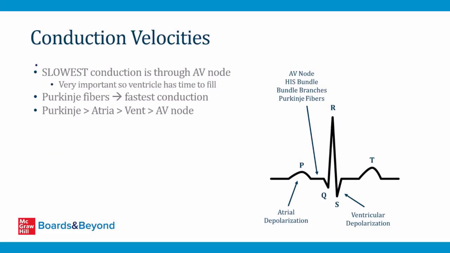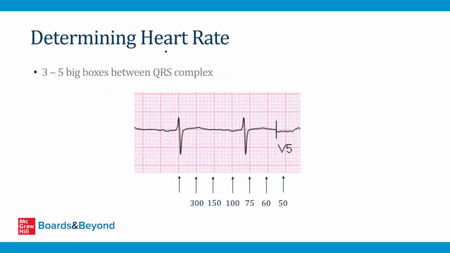Let's talk about conduction velocities, which means how fast electrical activity moves through the heart. It's super high yield to know that the slowest conduction velocity is through the AV node. This is an evolutionary thing. The AV node evolved to slow down the electrical activity to give time for the ventricles to fill with blood from the atria. If we didn't have our AV node, the ventricles would contract when they were only a quarter filled with blood, and that would be much less efficient than the heart that we have. The fastest conduction is in the Purkinje fibers, and then conducting through the atria and the ventricular myocytes is in the middle.